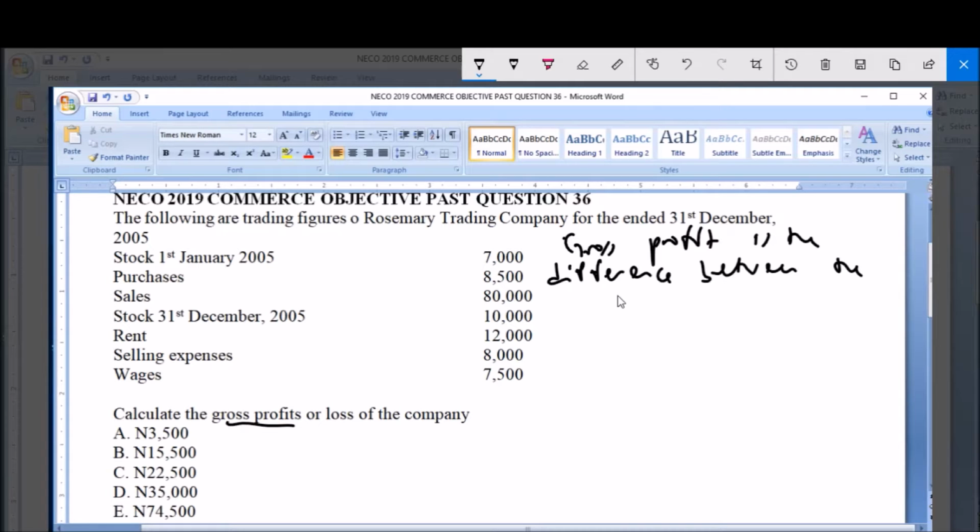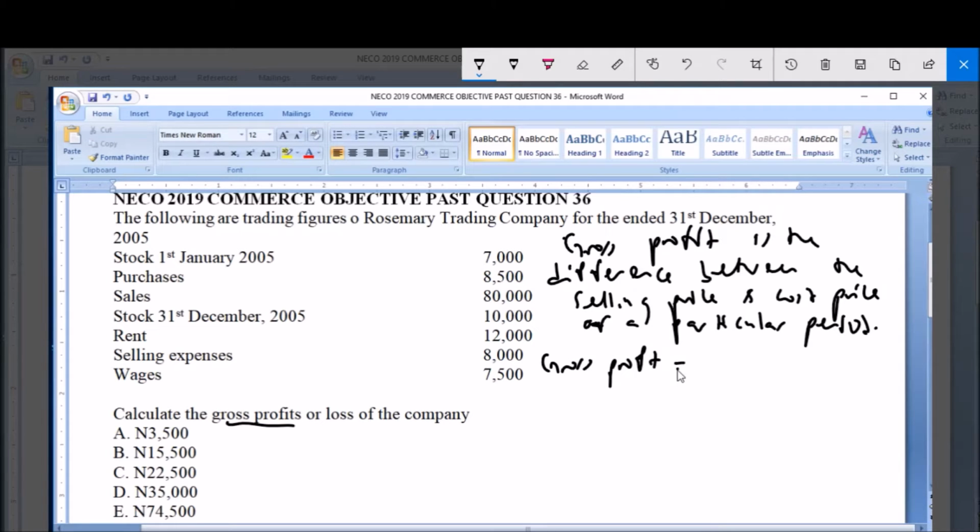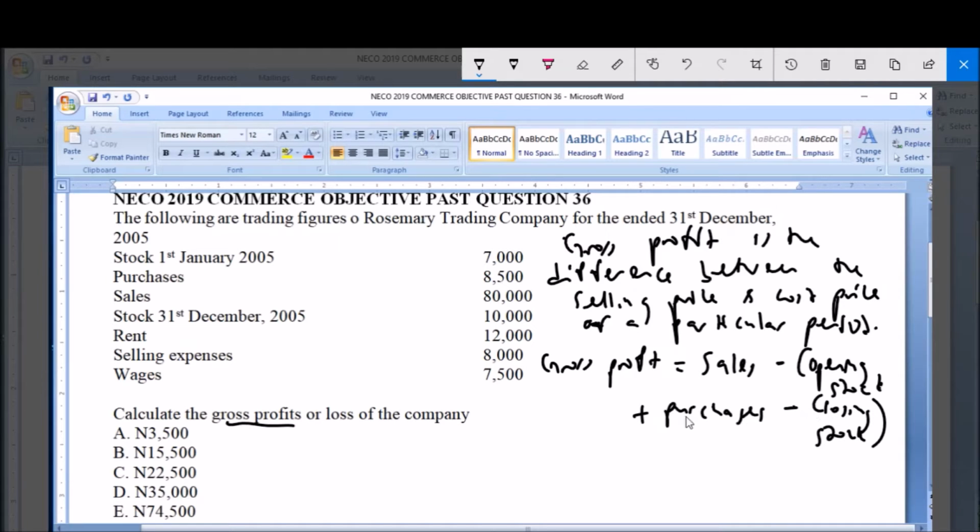So gross profit is what we are looking for, and gross profit is described as the difference between the selling price and cost price of a particular period. However, when you are given trading figures like this to calculate it, the gross profit is usually expressed as: gross profit is equal to sales minus opening stock plus purchases minus closing stock. So what you do is you subtract closing stock from purchases, you add the answer to opening stock, and then you subtract that answer from the sales.